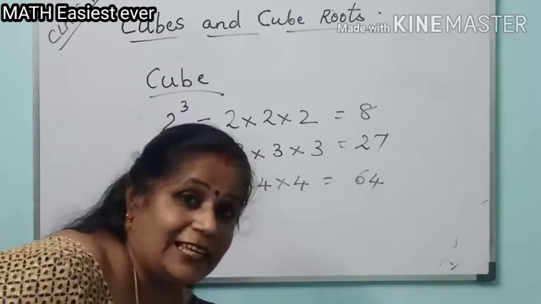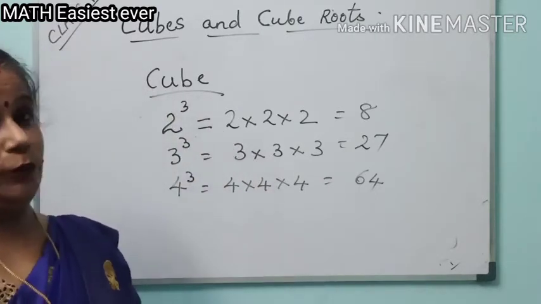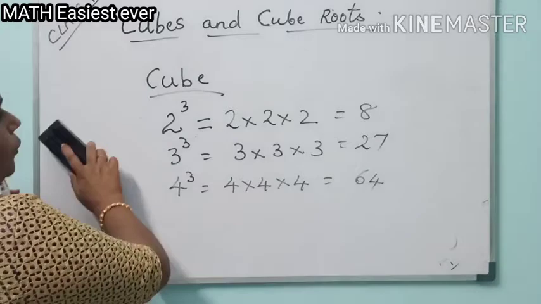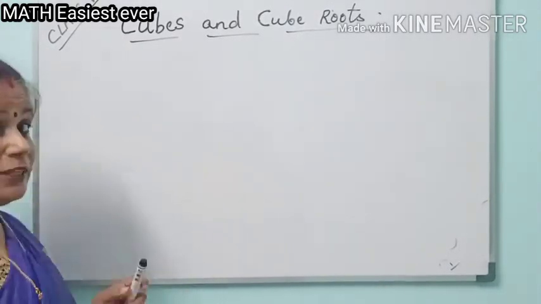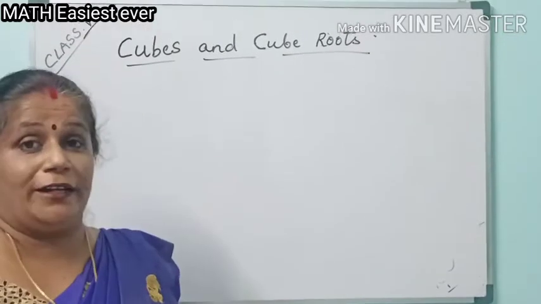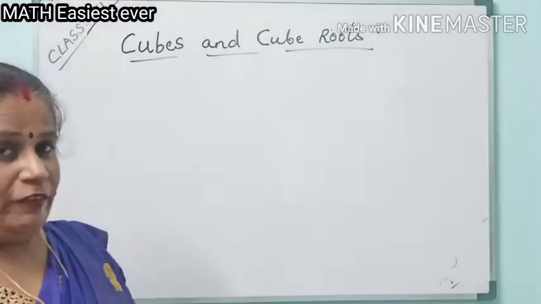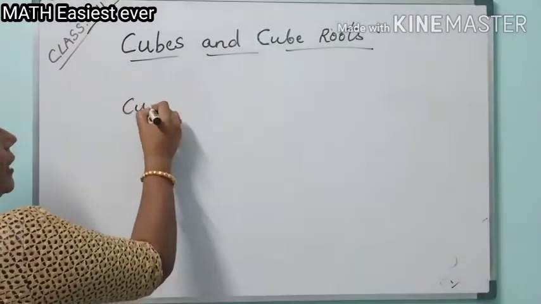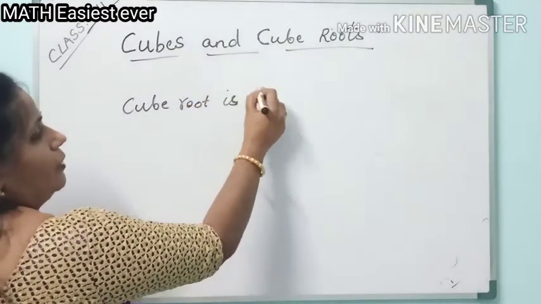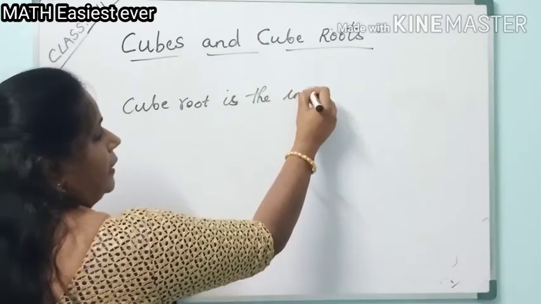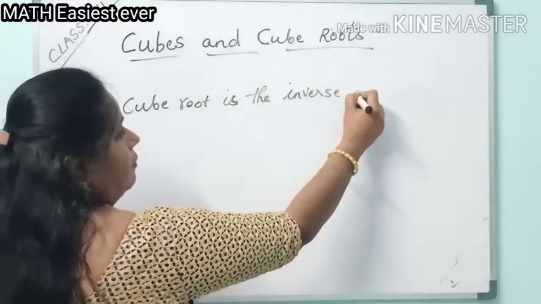Now, let's see how to find out the cube root in this video. Cube root, as I told you for square root, what is square root? Square root is the inverse operation of square. Isn't it, children? In the same way, cube root is the inverse operation of cube. Right? Inverse operation of cube.